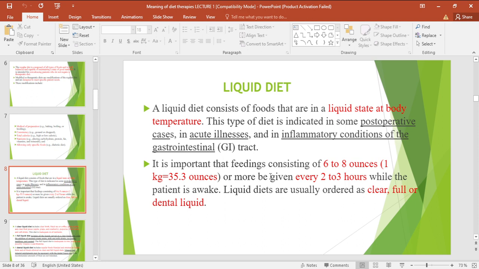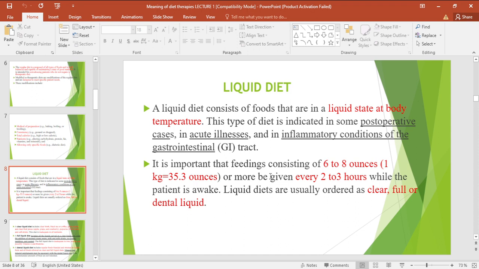So the liquid diet consists of foods that are in a liquid state at body temperature. And this diet is indicated in some post-operative cases. After operation, a patient is supposed to take in liquid diets that do not alter the gut. And then also in acute illnesses and inflammatory conditions of the GIT or the gastrointestinal tract. So it's important that feedings consist of 6 to 8 ounces. That is, 1 kilogram will contain about 35.3 ounces. So you have to substitute accordingly or more. And this should be given every 2 to 3 hours while the patient is awake.